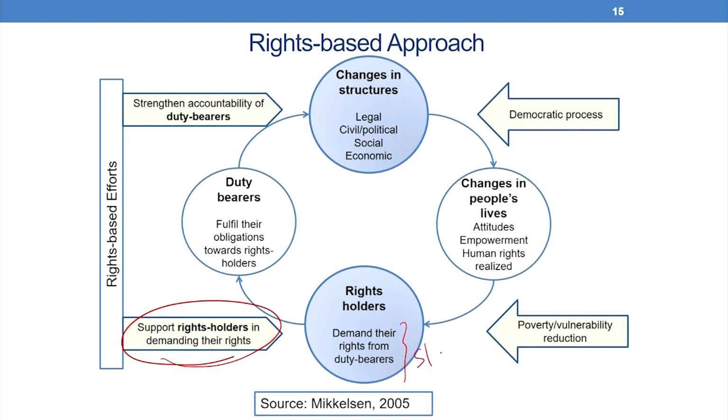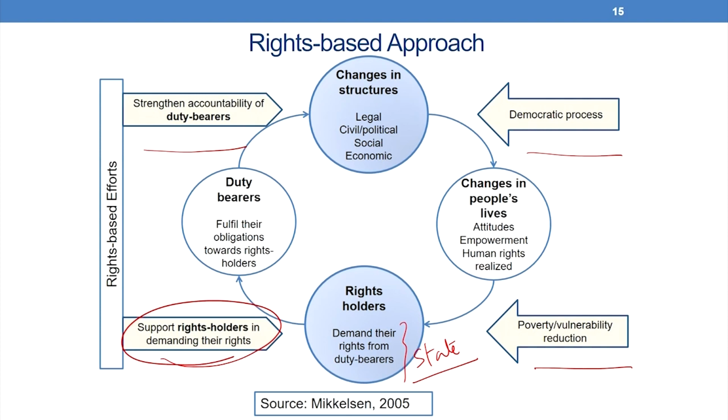Let us say the duty bearer is the state as an actor, and the state has an obligation to provide employment, as I was taking the example. Then there are duty bearers who have to fulfill their obligation towards the rights holders. So, rights based efforts also strengthen the accountability of duty bearers, and these bring in changes in structures through legal, civil, political, social and economic means, and ultimately lead to a change in people's lives. However, there is a feedback to this system also because of the democratic process and various policy frameworks. In a dynamic world, there will always be a feedback from democratic processes and poverty reduction to continuous rights based efforts. And an internationally recognized normative framework sets specified levels of human rights.